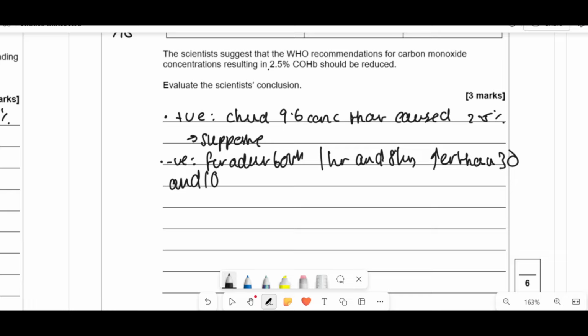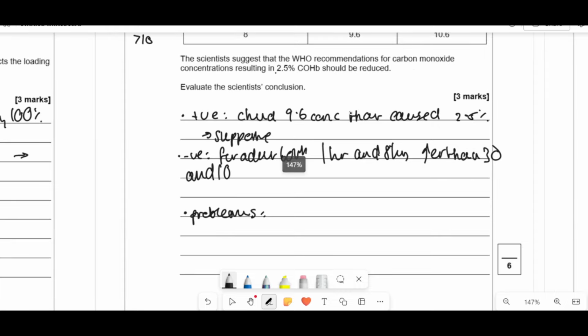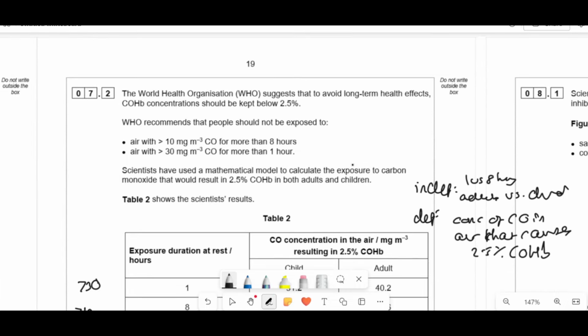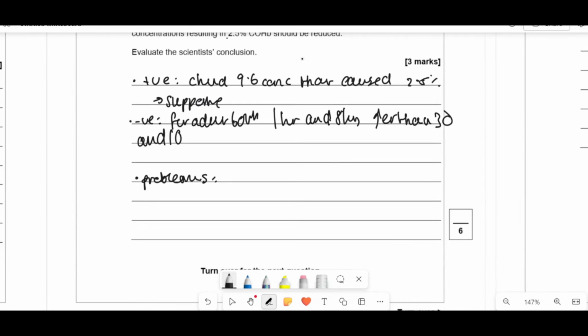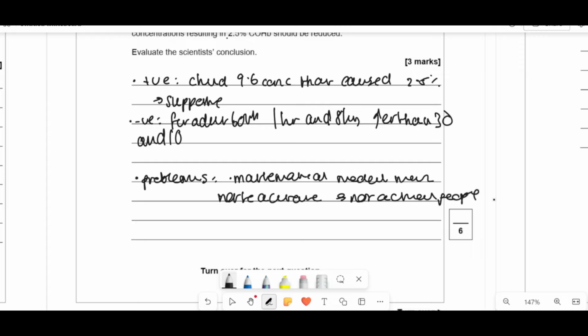But now we need to look at the problems with this statement, right? So the problems with validity and this and that. Again, the statement is saying that the scientists suggested that we should make the thresholds lower. We need to look at the whole question. They said that these thresholds came along to prevent long-term health effects in people as long as the air around them is below that. They used a mathematical model to calculate them in adults and children. So immediately, number one is that a mathematical model may not be accurate. Why? Because it's not real people. You're never going to get results as good as actually using real people.